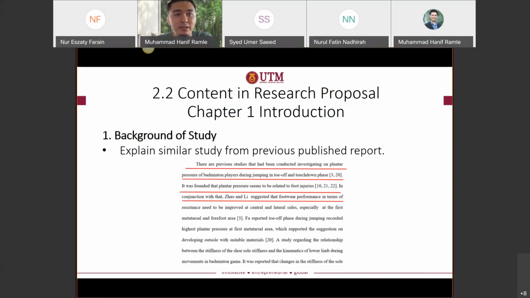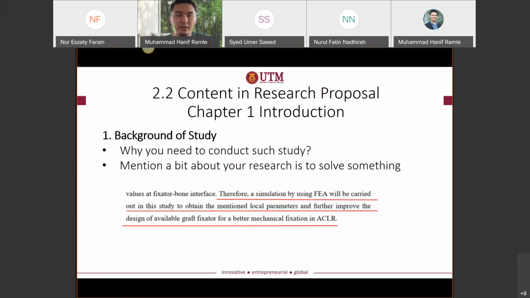Not sendiri, meaning that you are only a silo doing research, the only one focusing on that subject. No. If you mention it like this, it means your study is still relevant to the literature. Okay, this is the question that you can discuss in your Chapter 1 under the background of study: why you need to conduct such a study.